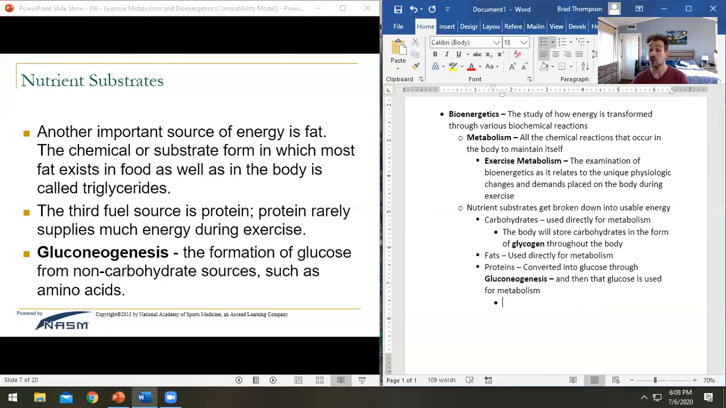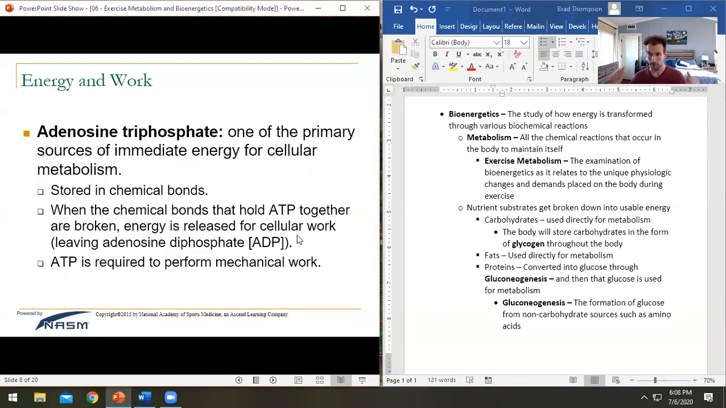So we've got to give gluconeogenesis its definition here, right? And that's the formation of glucose from non-carbohydrate sources such as amino acids, right? So if your body takes an amino acid, converts it into a molecule of sugar, boom, you've got exactly what you need to produce energy.